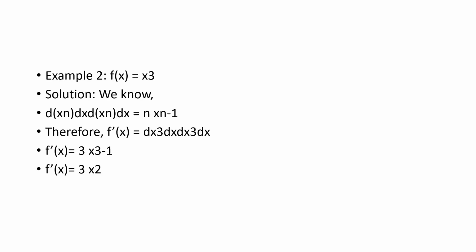Next, the second example: if f of x is equal to x cube, we need to understand how it could be differentiated. The right answer is f dash x is equal to 3 x raised to 3 minus 1, that is, f dash x is equal to 3x square. Just use the formula here.